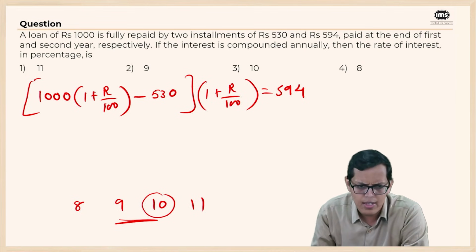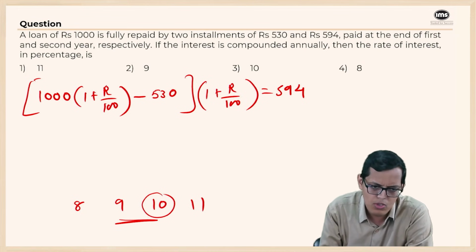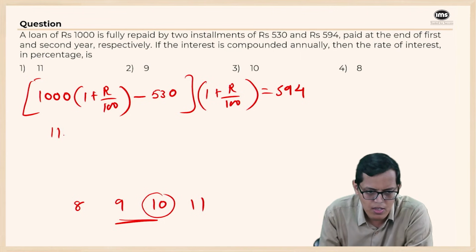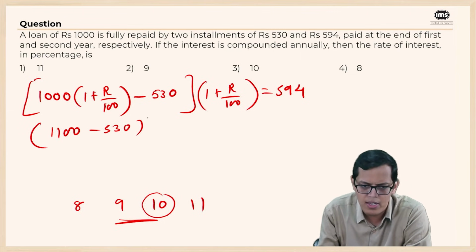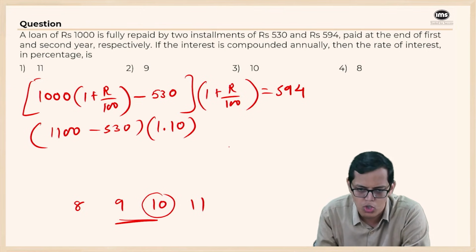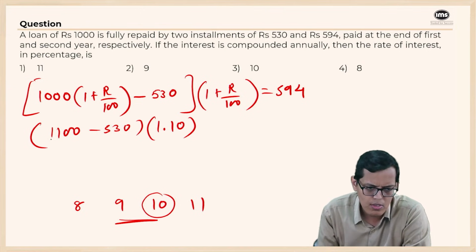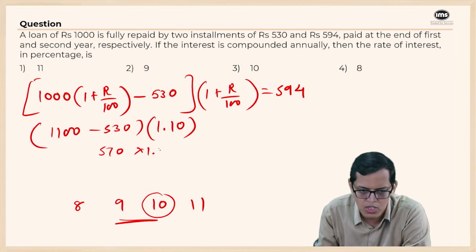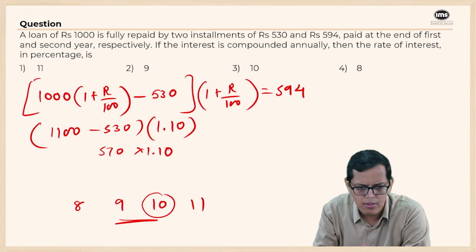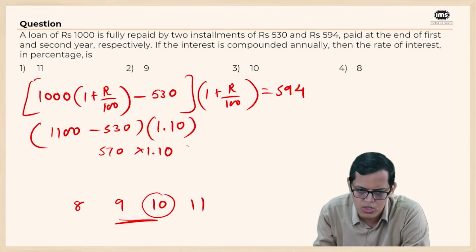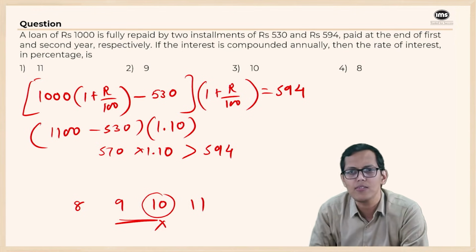I'll start with 10. 10 seems nice. So putting R equal to 10 here, to get 1100 minus 530 when increased by 10 percentage. So I should write 1.10. I'm checking whether this is going to be 594 or not. 1100 minus 530, that is 570 into 1.10, that is 570 plus 57, that is definitely more than 600. So this is greater than 594. 10, you are not my answer.